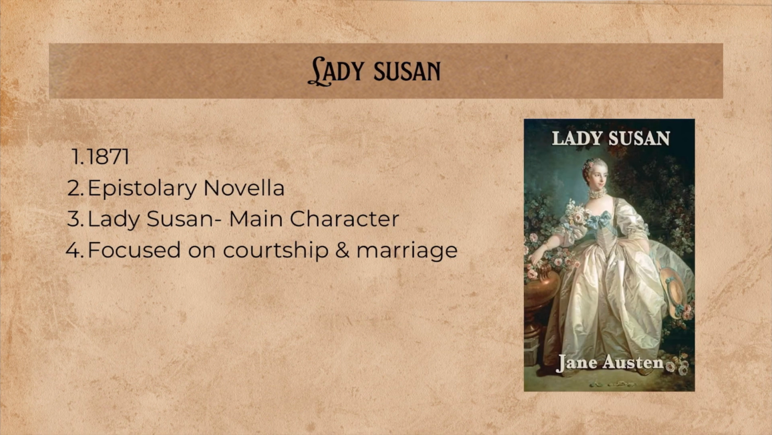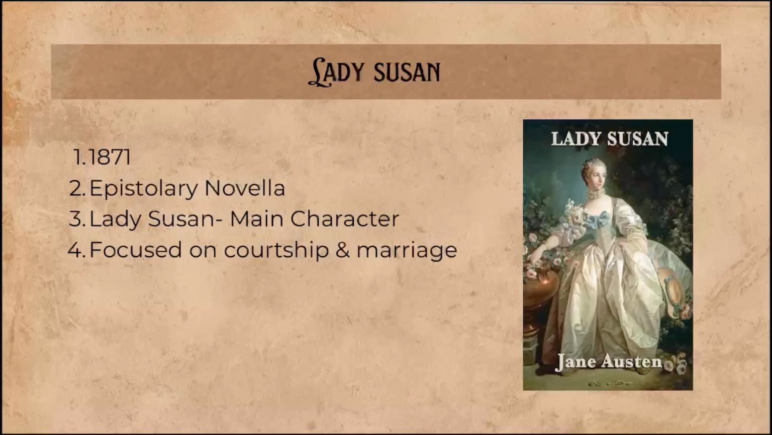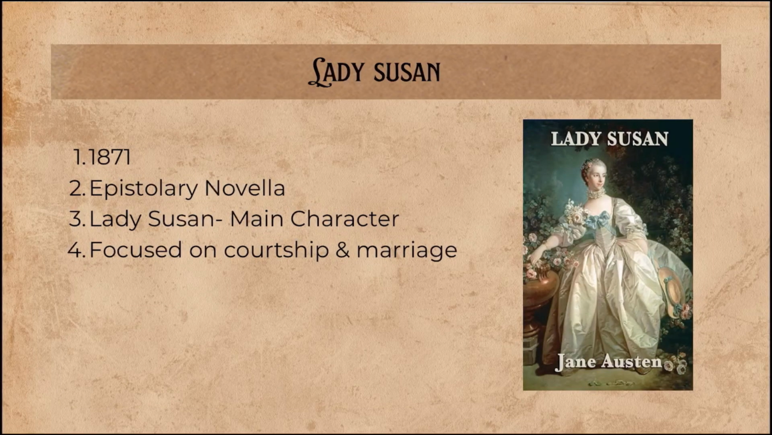And last we have Lady Susan, which was also published after the death of Jane Austen and in the year 1871. Lady Susan is an epistolary novella, and here we have Lady Susan, the main character of the novel, and this novel is focused on courtship and marriage. So, in this video, we have covered almost all important works by Jane Austen.